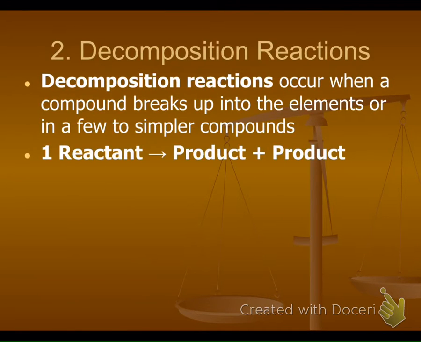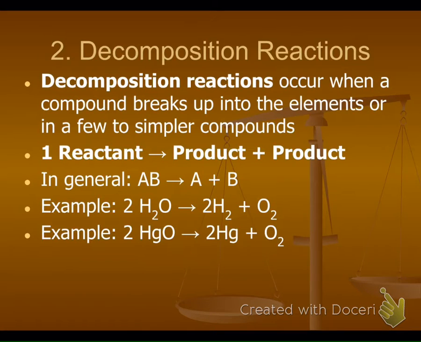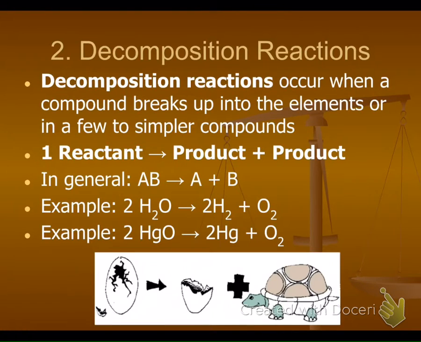Decomposition reactions, I mentioned, are the opposite. So we're going to take a reactant and break it up into its pieces, which will be the products. If I have compound AB, I could just break it up into element A and element B. For example, if I take that water, run some electricity through it, I can break it into hydrogen and oxygen. If I have mercury II oxide, I can heat it, and I can get mercury metal by itself and then oxygen by itself.